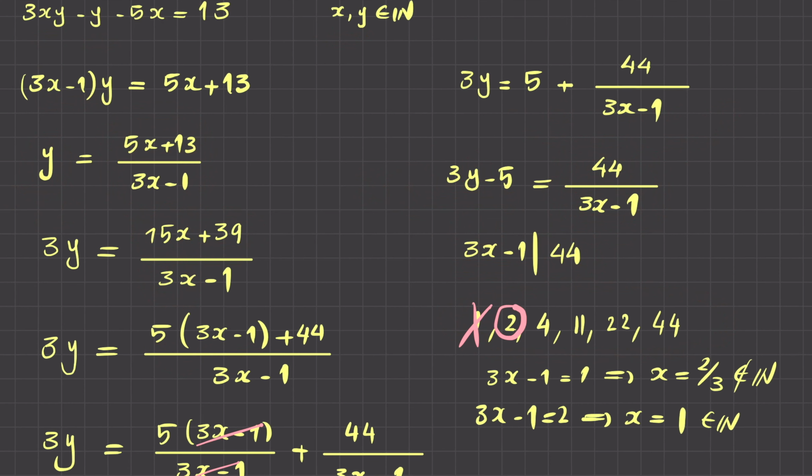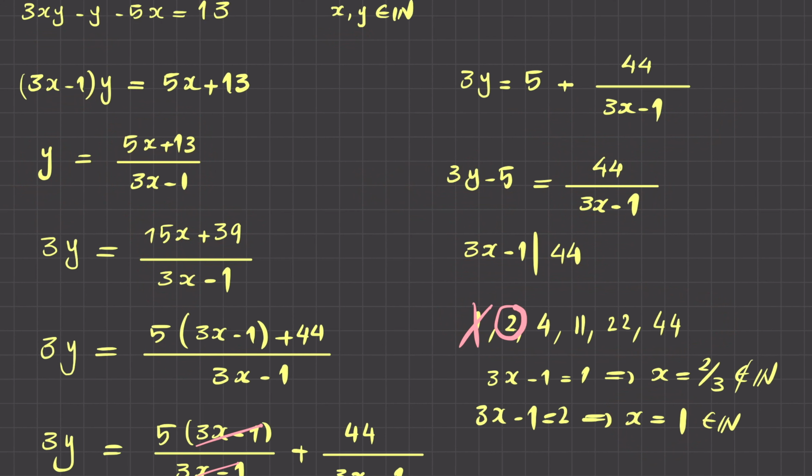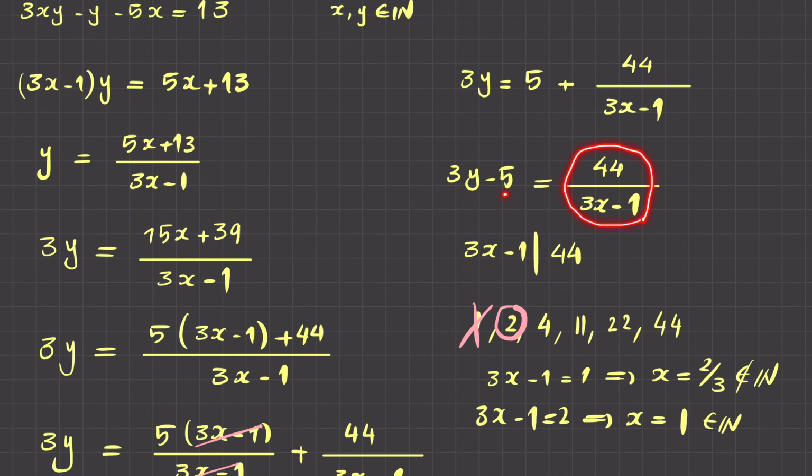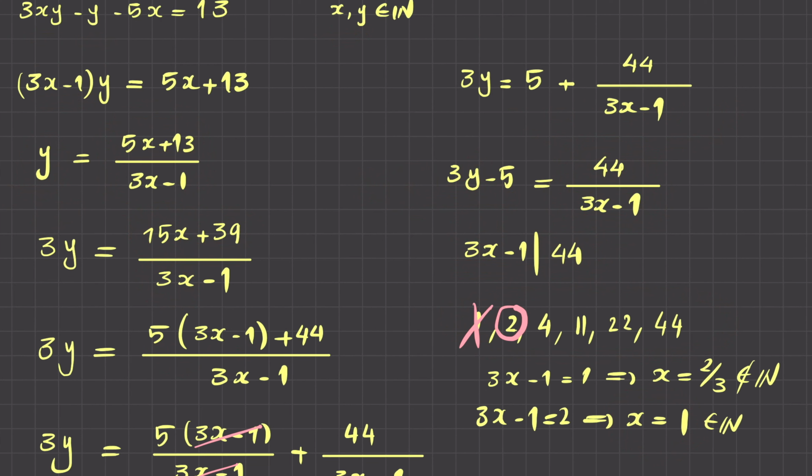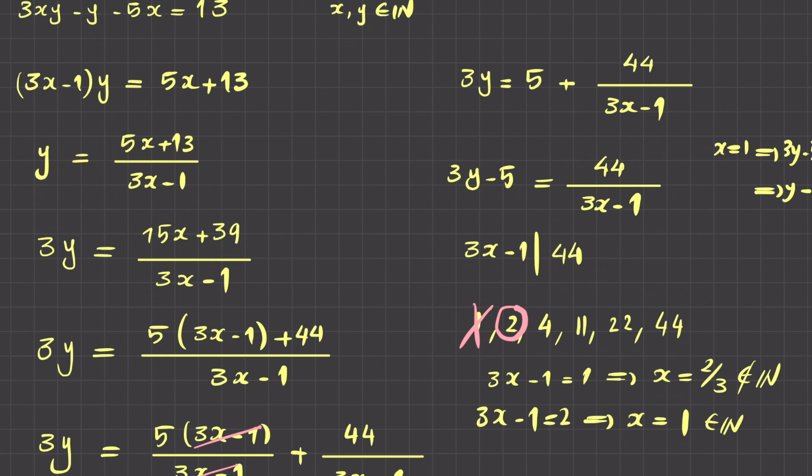But we also have to be careful. If x is 1, then what happens? If x is 1, then 44 divided by 2 becomes 22, and when it becomes 22, so 3y becomes 27. Or we can do that, okay? So let me write it for you. So if x is equal to 1, then 3y minus 5 becomes 22, and then this means that y is equal to 9. So one solution is 1 and 9.